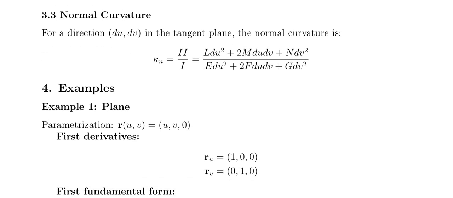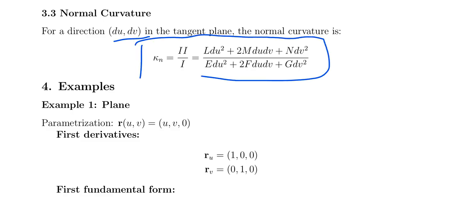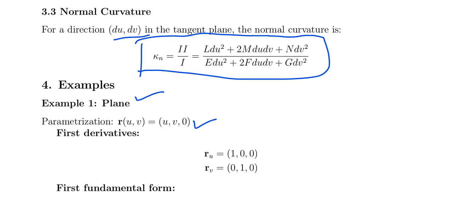And the normal curvature: for a direction du, dv in the tangent plane, the normal curvature is this formula, the second fundamental form divided by the first fundamental form. Okay, that is very easy to understand and remember.